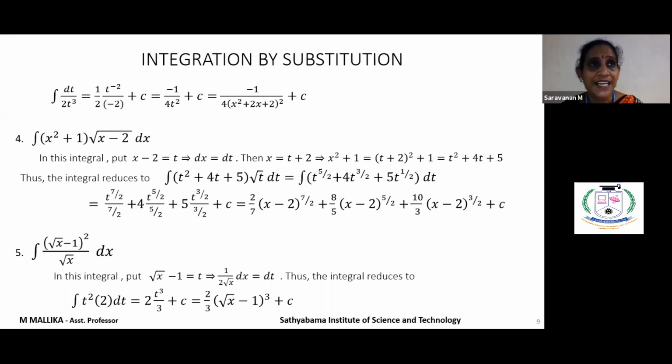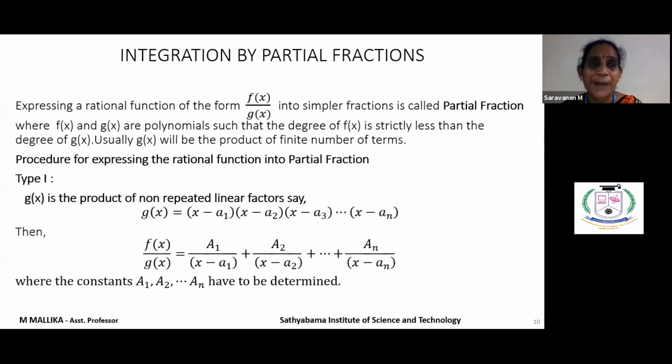So which means I have to try out some other option to integrate the given function. The next option that we are going to see is integration by partial fractions. So what do you mean by partial fractions? First of all, what is the form in which you can use the partial fractions?